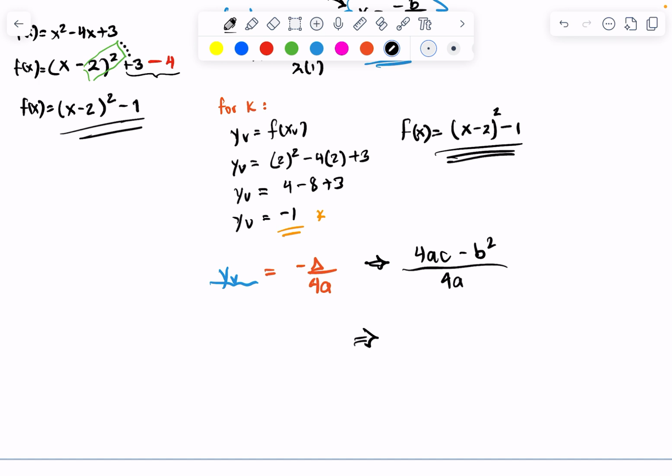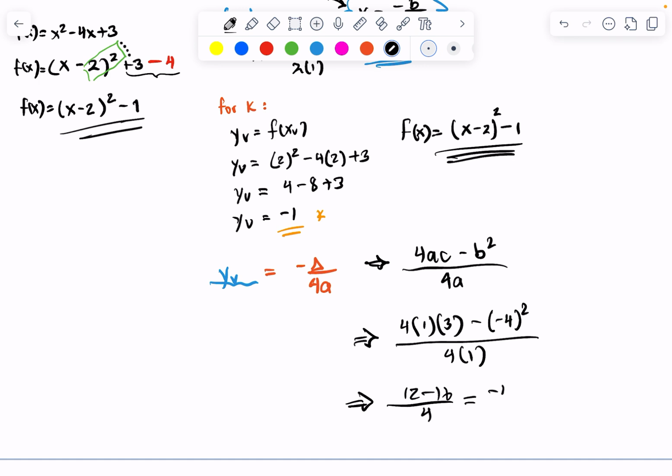This would be, let's go ahead and evaluate all the values. 4 times 1 times 3, minus negative 4 squared, divided by 4 times 1. And as you can see, this is going to be 12 minus 16 divided by 4. This is negative 4 divided by 4. You also get negative 1. So this is another way in which you can find a k value.